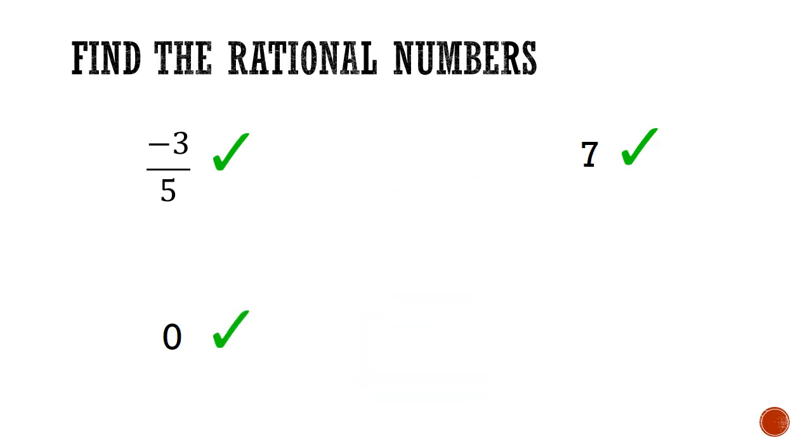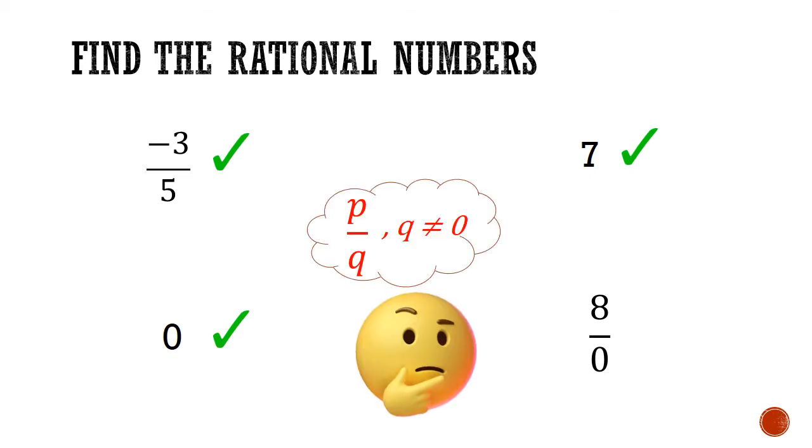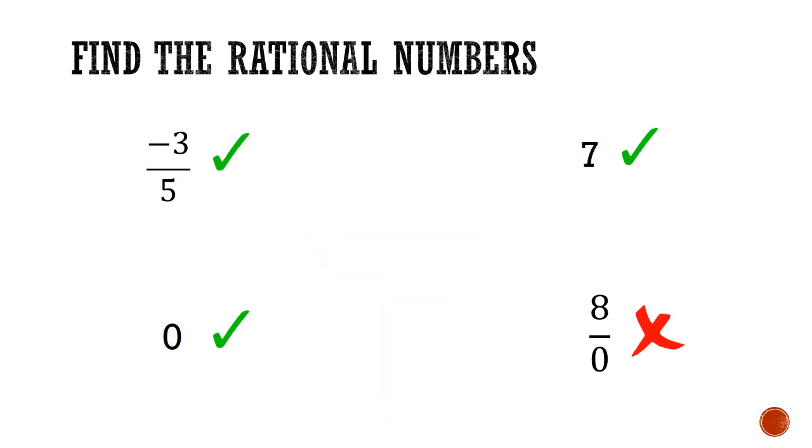Now we'll take another example. 8 by 0. Is this a rational number? No. What is the reason? Here, denominator is 0. We have learned that when it is in the form of p by q, q should not be equal to 0. Here, denominator q is 0. Therefore, this is not a rational number. Is it clear? Now we see the role of 0.